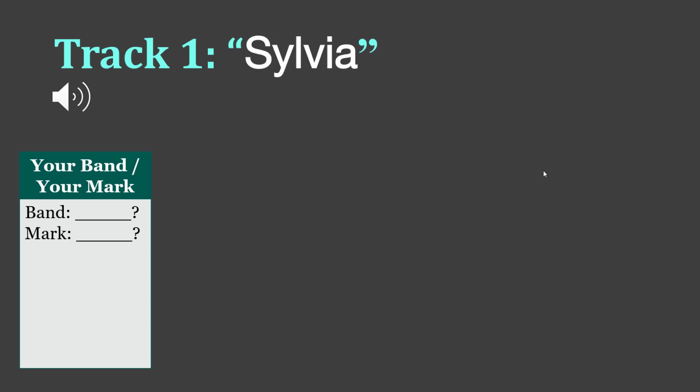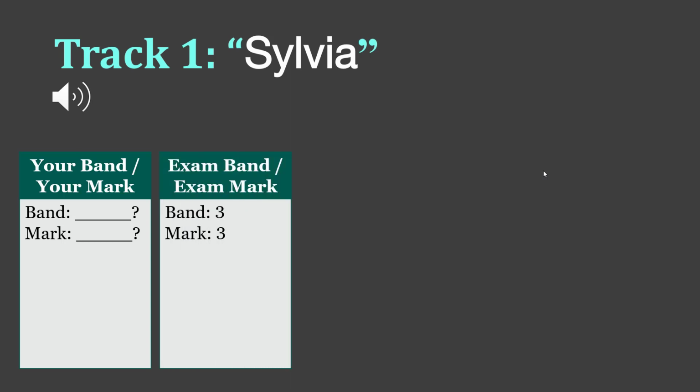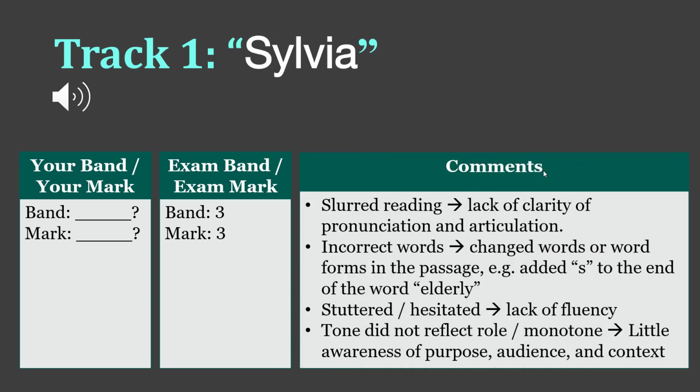And thank you, Sylvia. So at this point, I would like you to give your band and your mark before I review mine. So let's take a look at the marks that I would give and what kind of band would it fall under. The band is actually band 3 and the marks is 3 out of 10, and that's a failure. So there's actually slurred reading, lack of clarity of articulation and pronunciation.